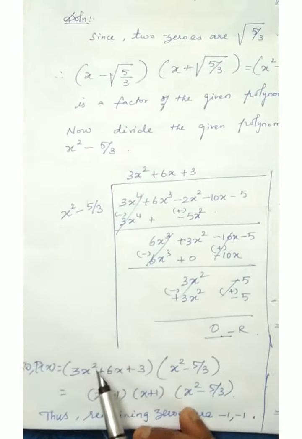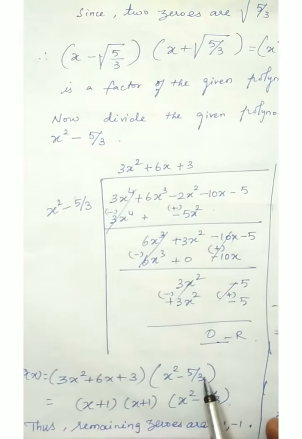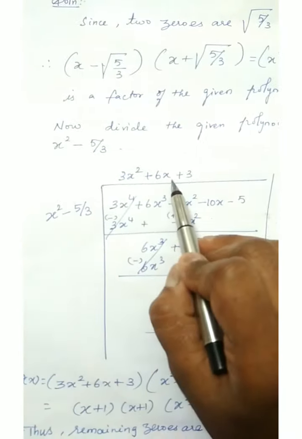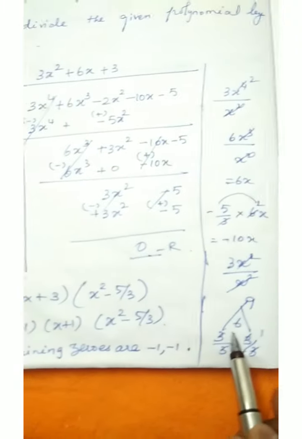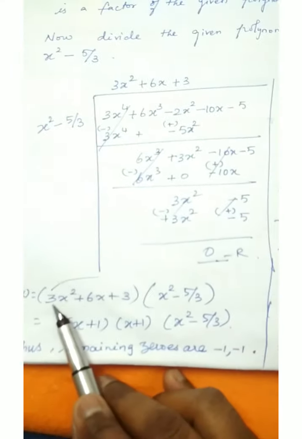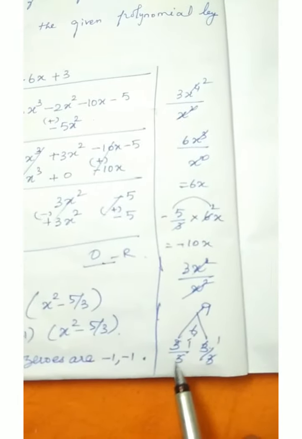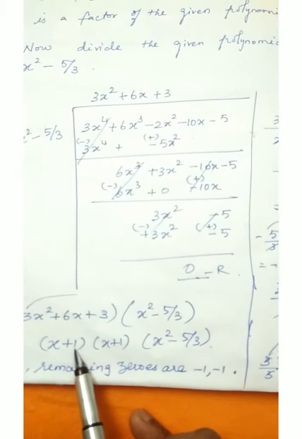So we are getting (3x² + 6x + 3)(x² − 5/3). These are the two zeros, √(5/3) and negative √(5/3). We got one more quotient here. If you factorize this quotient by the split method, multiply the terms: 3 threes are 9, multiplication term on the top and addition term in the center. 3 threes are 9, when you add, we are getting 6. So first term with coefficient, we multiply the constant. Here we have to do the division. When you divide, we are getting 1 and 1, which are nothing but (x + 1) the whole square, or (x + 1)(x + 1).